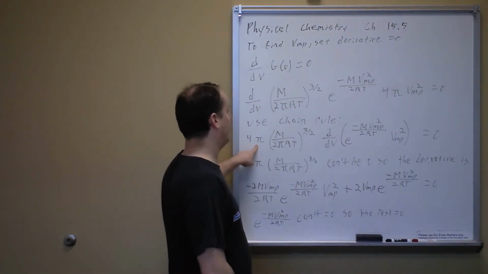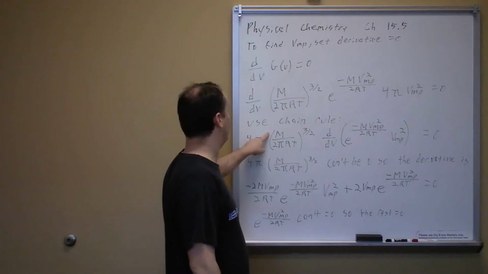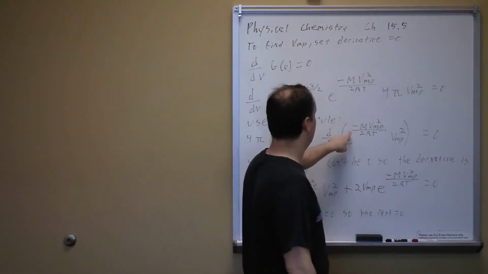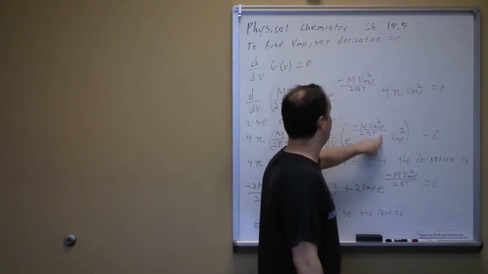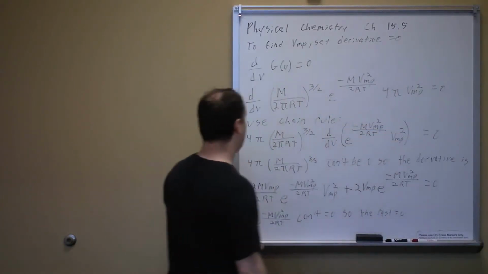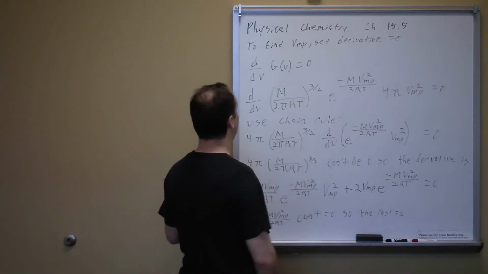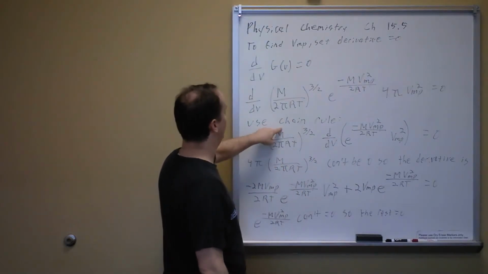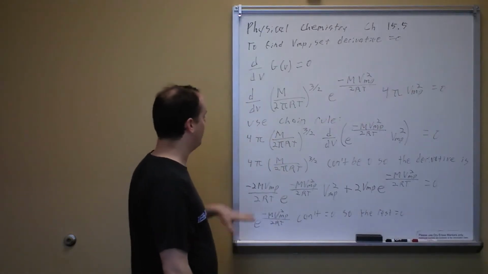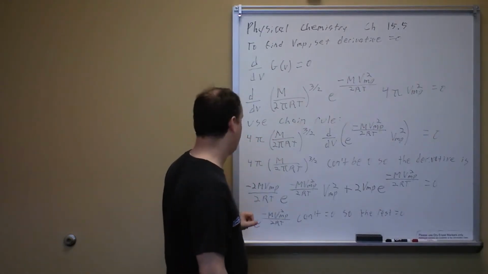So we pull out the constants first. We have 4 pi times m over 2 pi RT to the 3/2 times the derivative with respect to speed of e to the minus m vmp squared over 2RT times vmp squared is equal to 0. Now, these constants can't be equal to 0 except in the trivial case where the mass is equal to 0. And we don't have any particles with a mass of 0, so we're going to ignore that case.